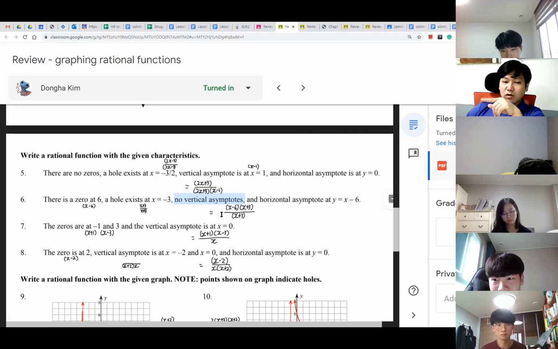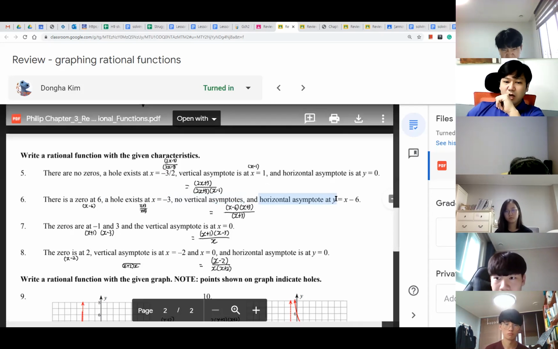If there is an x or x squared or x plus 1 here, there will always be at least one number that's going to give you an undefined value, which is a vertical asymptote, right? But no vertical asymptote means there is no number in the denominator that makes it zero. Okay, horizontal asymptote at y equals x minus 6.